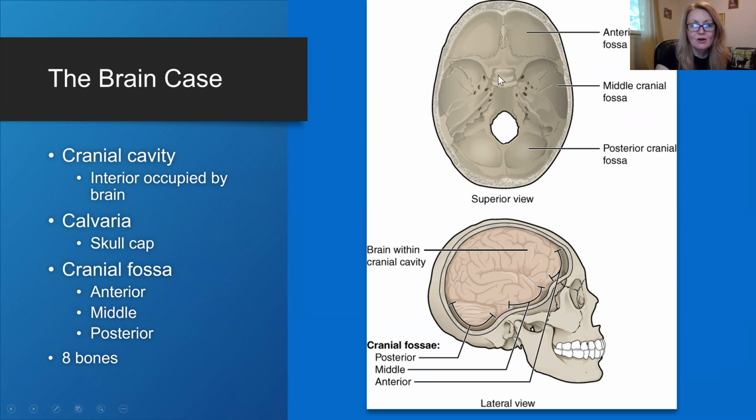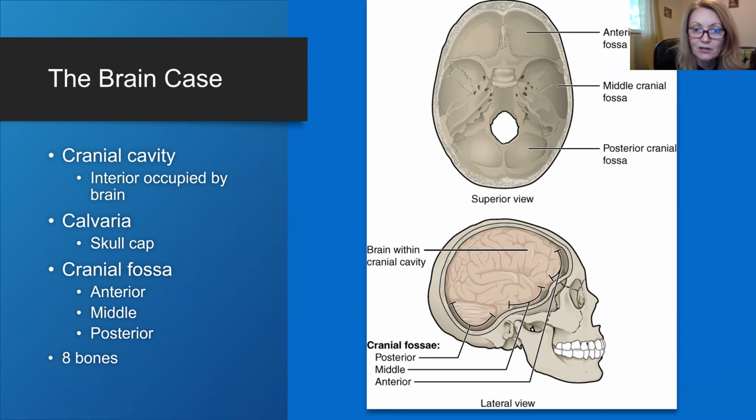Now the cup of the skull is called calvaria. So that's a calvaria over here. And if you look inside, you see several fossae. Those are kind of like depressions inside, giving a space to maybe put some parts or some organs. And sure enough, we have a brain that is located inside the cranial cavity, and different parts of the brain, different lobes, are located in these fossae.